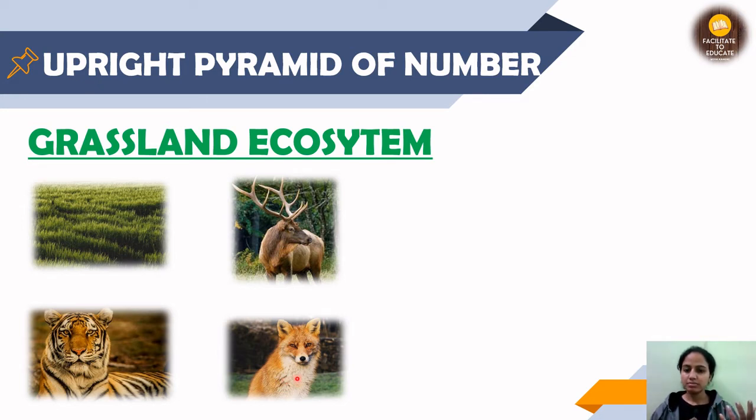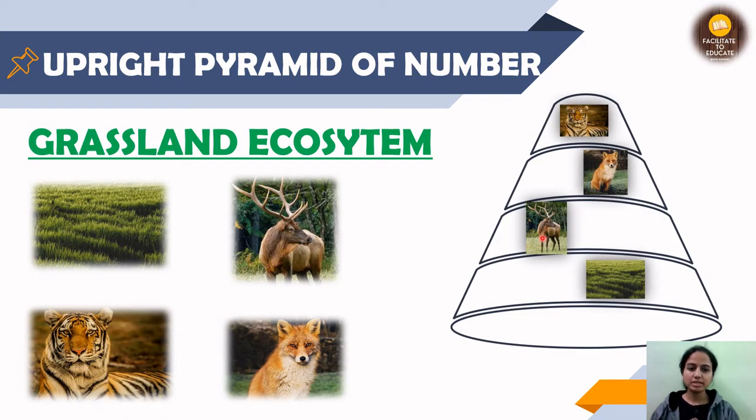Now the fox will be eating the deer, and ultimately the tiger will be eating the fox. So this is the whole food chain, and now we are preparing the pyramid. So this way the pyramid will be made, because the number of grasses will definitely be much more than any other trophic level. Secondly, the deer will be lesser in number than the grass, foxes will be even lesser, and ultimately the tiger or the lion will be in lesser numbers than the fox. So this is an example of upright pyramid.